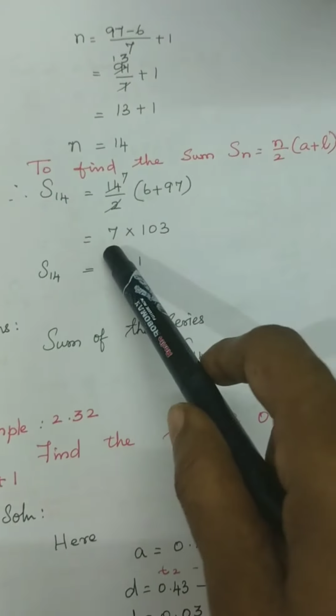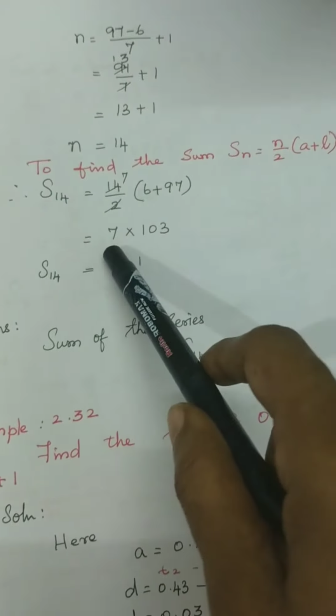7 into 103. Multiplying, yes, we get 721. So the sum of the series, S14, with 14 terms, is equal to 721.